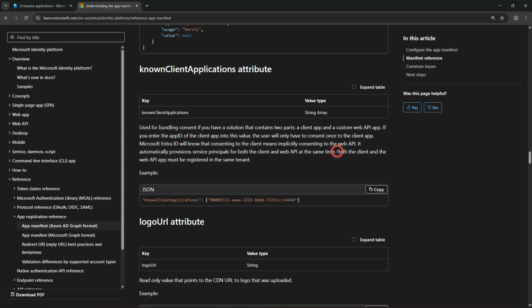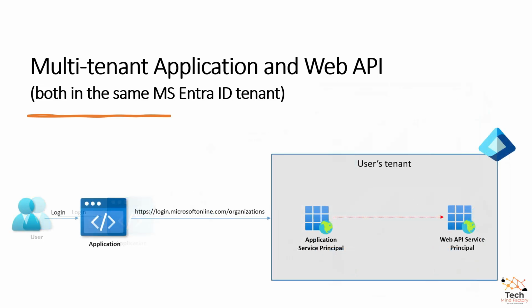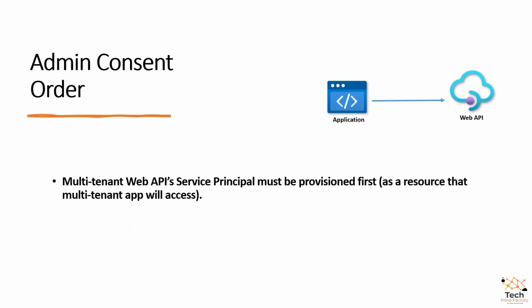Okay, that's very important. So both application registrations need to be in the same Microsoft Entra ID tenant. So it means that then service principals will be automatically created for both the application and the API. So now if we get back to our diagram, in the end, this is the situation, right? So the user is authenticating, and in the user's tenant, we have both service principals created. So then the user can start using a multi-tenant application and also call a multi-tenant web API.